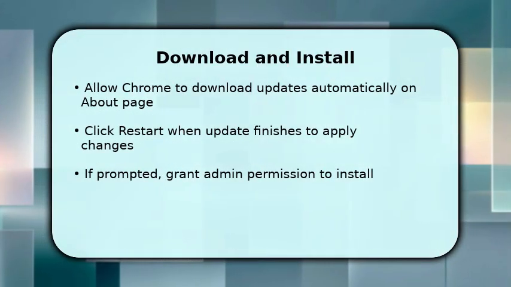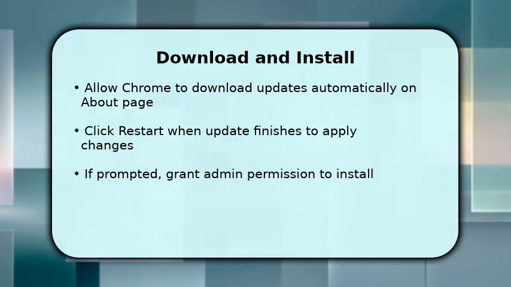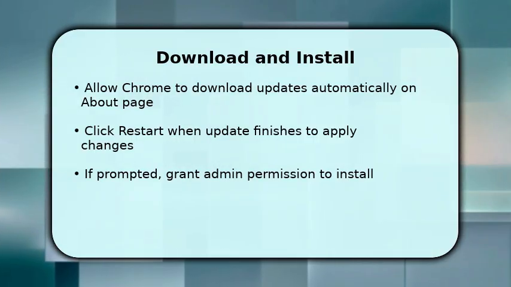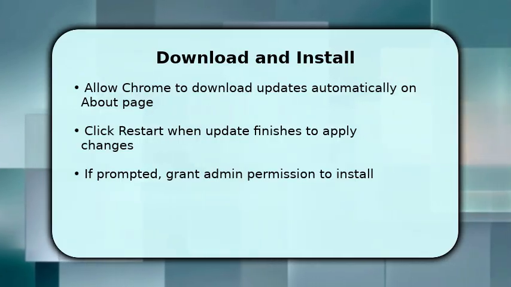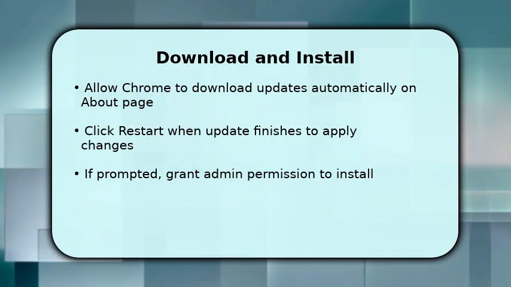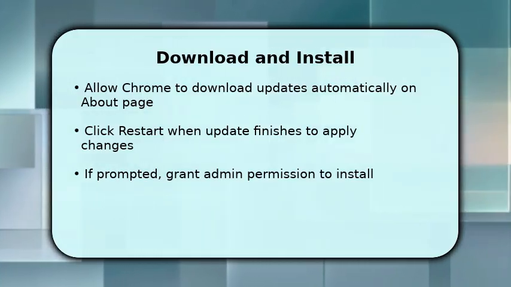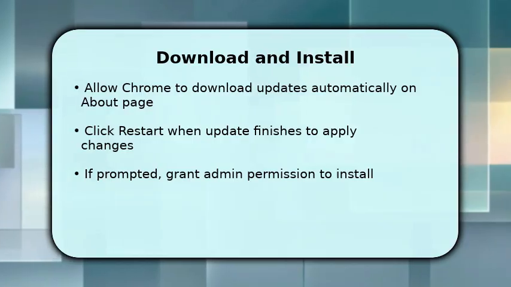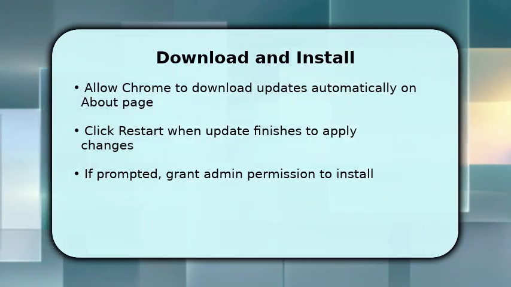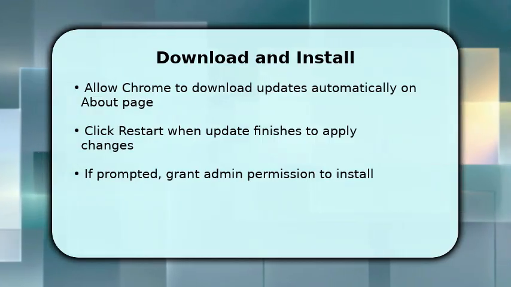After About detects an update, Chrome downloads it in the background. Let that process finish. Once the download completes, you'll see a Restart button. Click it to apply the update. If Chrome needs elevated rights, Windows will ask for administrator permission. Approve that to continue. Make sure you save any work in other apps before restarting.